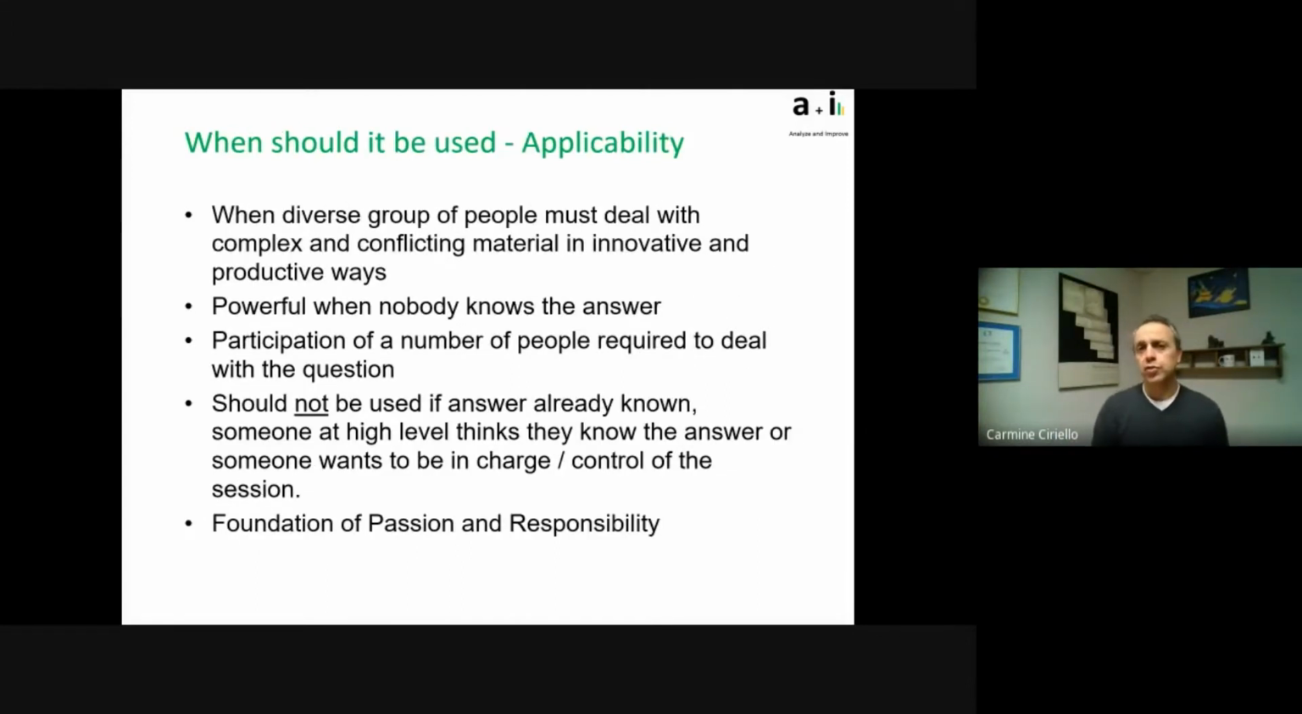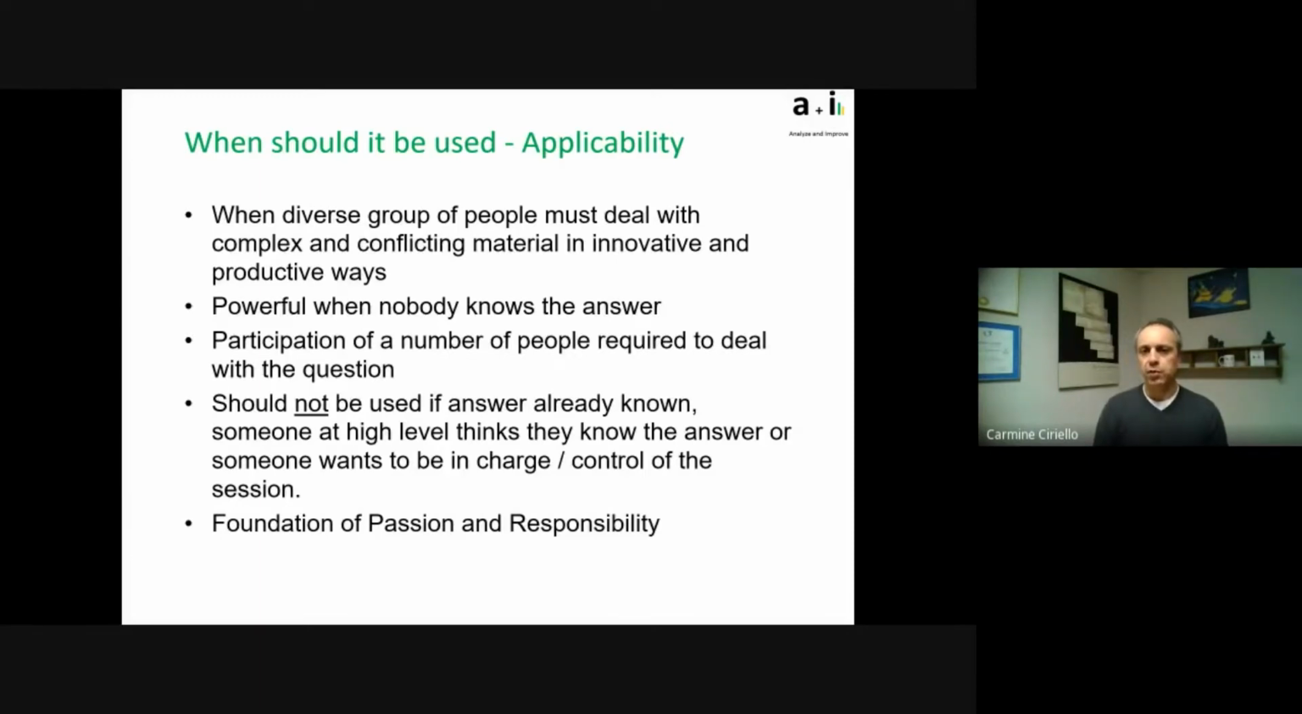So when should it be used, or the applicability of having open space as a concept? Definitely when you have a diverse group of people and they need to deal with very complex and conflicting materials. The more moving parts there are, the more confusion or conflicting approaches are involved, then open space is a really great technique to use to get to the end. Also very strong and powerful when nobody knows the answer. If you truly don't know what the end looks like and how it all fits together, then you want to be able to use something like open space technology.